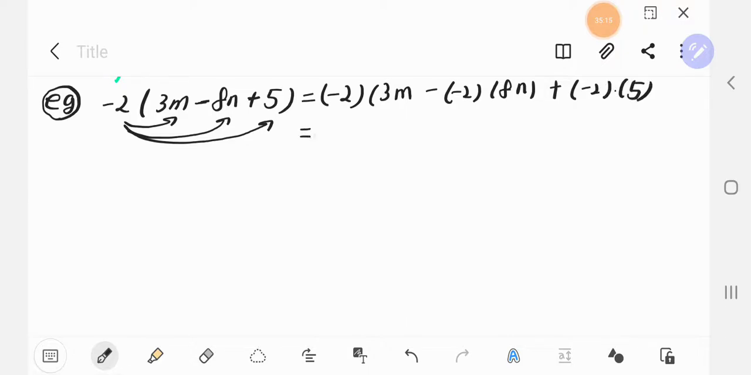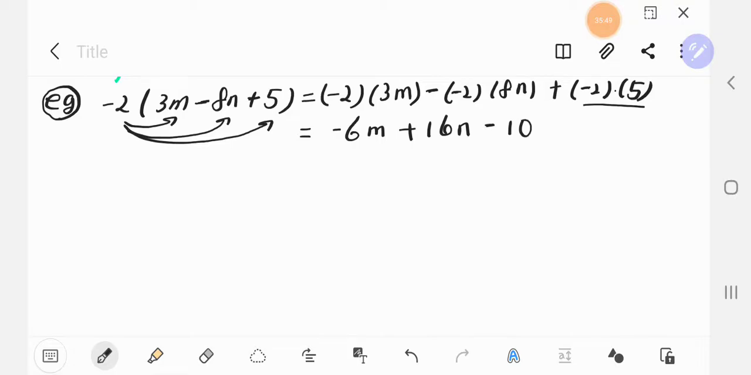Okay, then simplify each term. This is 3m, right? So for these two, multiply these two numbers, negative 2 and 3, so that's negative 6m. And then minus minus, right? Minus minus means what? Plus, right? So plus 2 times 8 is 16. And then you have a minus, this is negative 10, right? So plus negative 10 means minus 10.